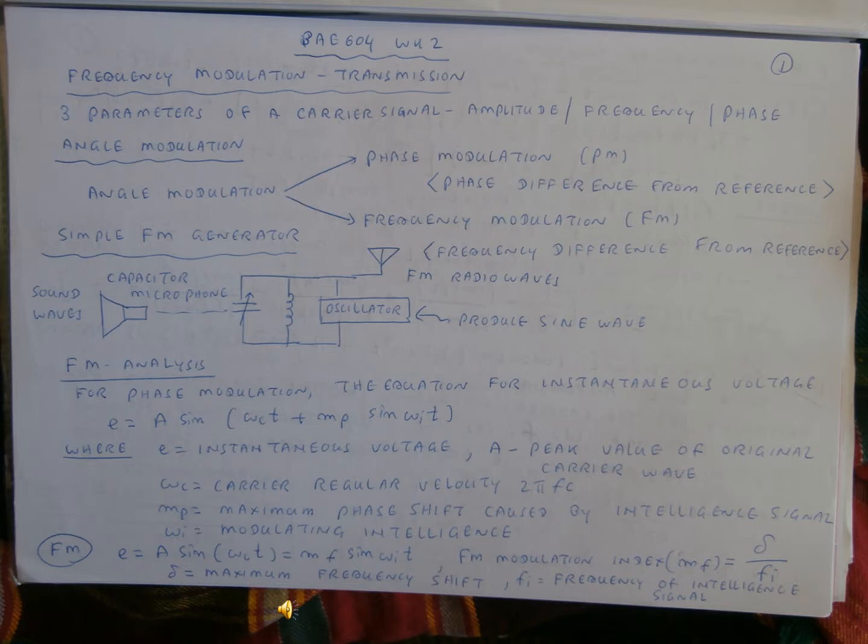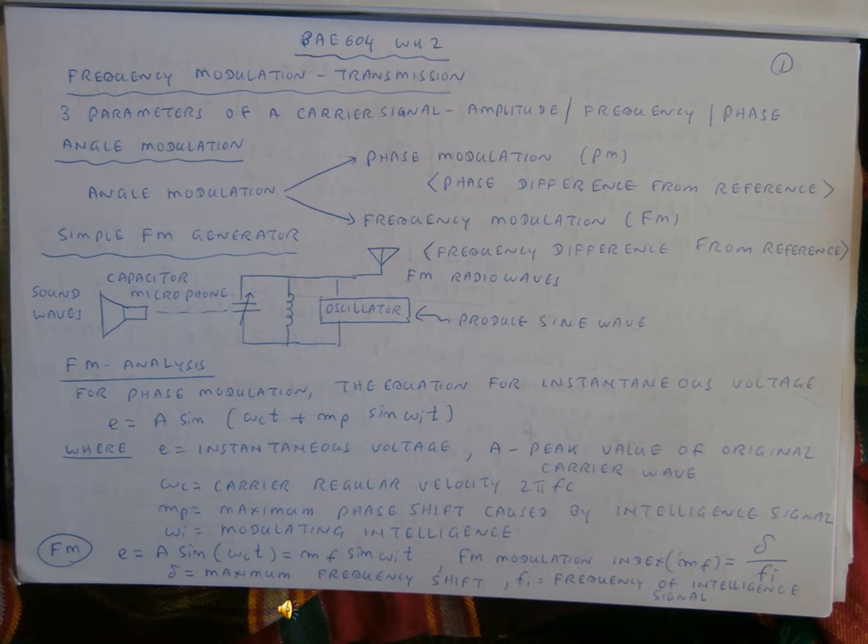In this case, we also utilize angle modulation. Angle modulation includes two kinds of activities. Phase modulation, PM, means the phase difference from the reference, how the phase differs from the reference is measured. The next is frequency modulation, FM. The simplest FM generator diagram is represented: sound waves are taken from the capacitor microphone, then pass through the oscillator and the filter, and are produced by the transmitter. The transmitter will produce a frequency modulated waveform.